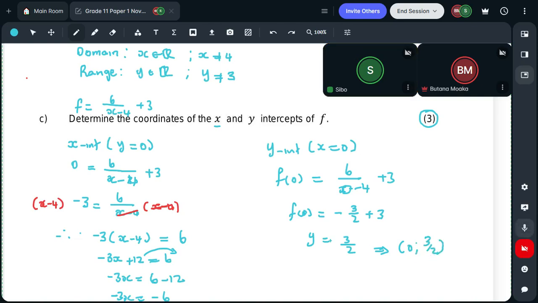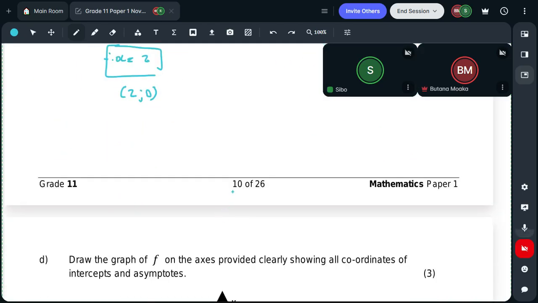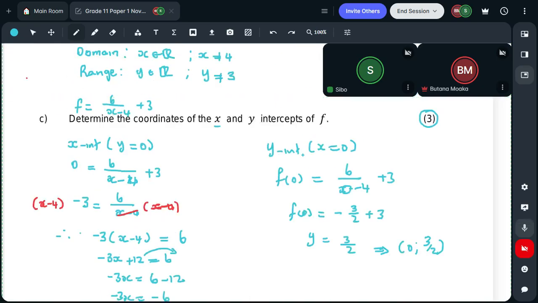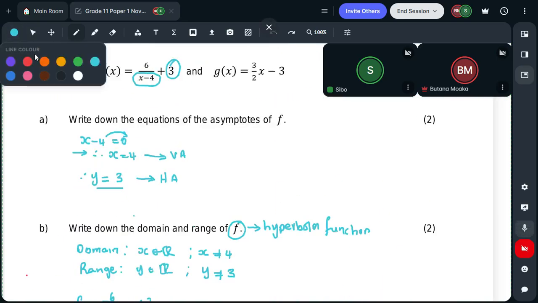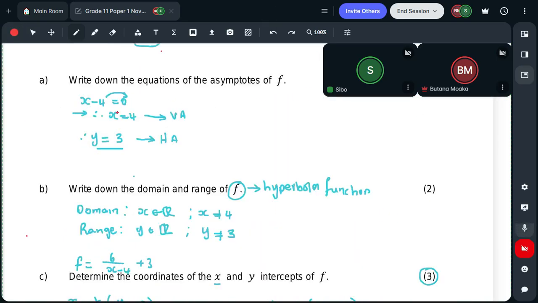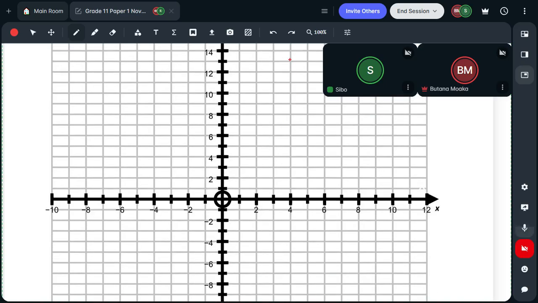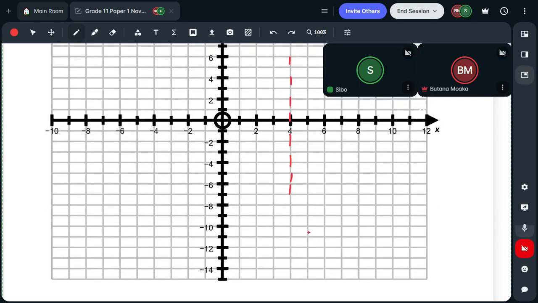Are you happy with how we answered this question? Yes. Okay. Next one. Draw the graph of f on the axis provided, clearly showing all the coordinates and the intercepts. First thing first, when you draw the graph, you're going to first indicate your asymptote. We said the vertical asymptote is x is equal to 4. So where x is equal to 4 on this graph here, you're going to draw a vertical line like this. You understand? Yes. And the vertical line should be where? On positive 4.